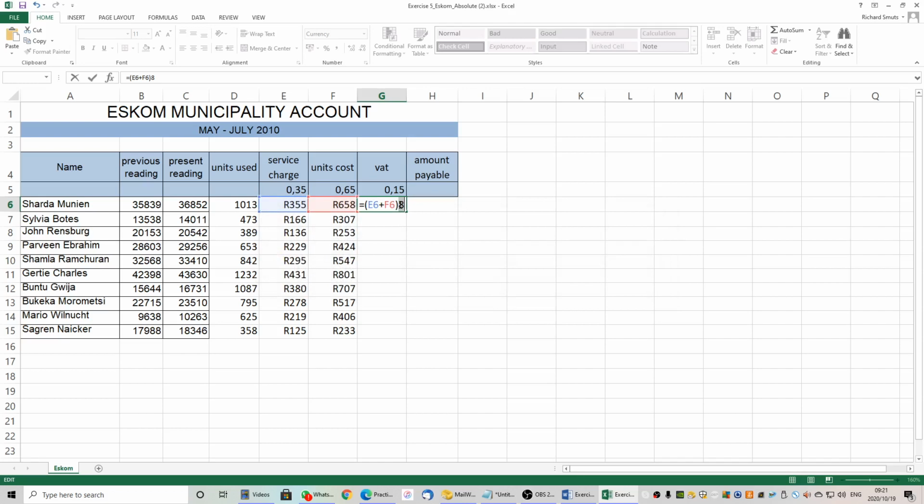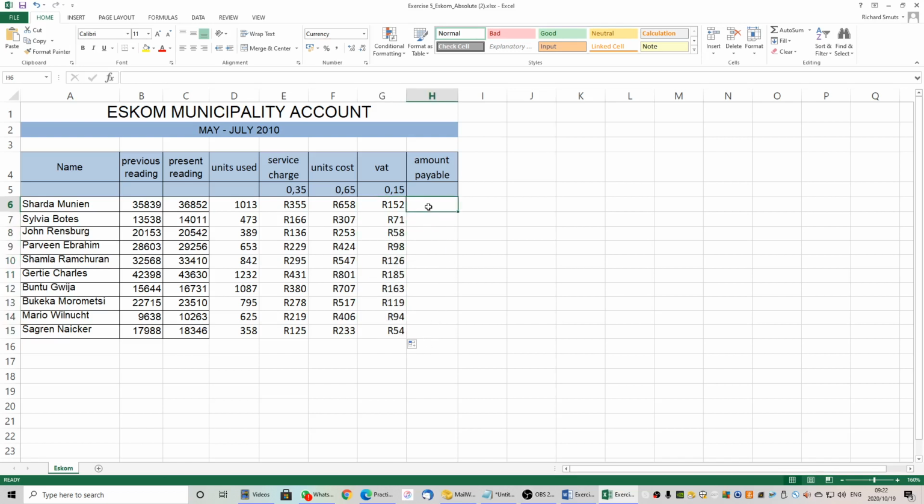My multiply sign did not work. Multiply by my VAT. There we go. And I have to press F4 because the VAT is in a single place and it is not moving. So if you look carefully at this equation, you will see I've simply asked it equals add up E6 and F6 first, and then multiply the two of them by our VAT, which is in G5, and then we made a $G$5 so that it does work. If you don't do that, it doesn't work. There we go. There is our VAT payable.